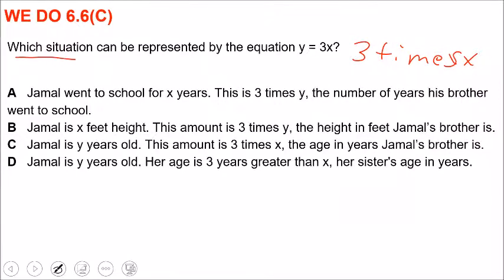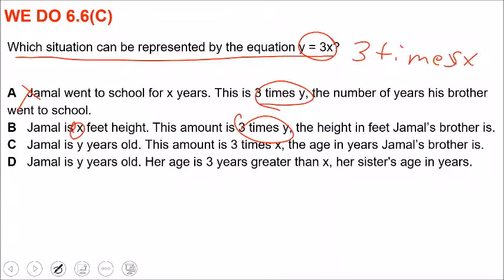So here we go. We'll underline our question. Circle. Jamal went to school for X years. So that's our answer. This is 3 times y. Well, we're looking for 3 times x. So this is garbage. Jamal is x feet high. This amount is 3 times y. Well, again, we're not looking for 3 times y. We're looking for 3 times x. So that's garbage. Jamal is y years old. The amount is 3 times x. That sounds about right.